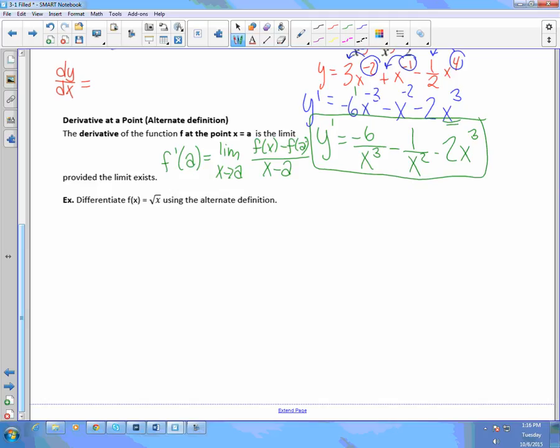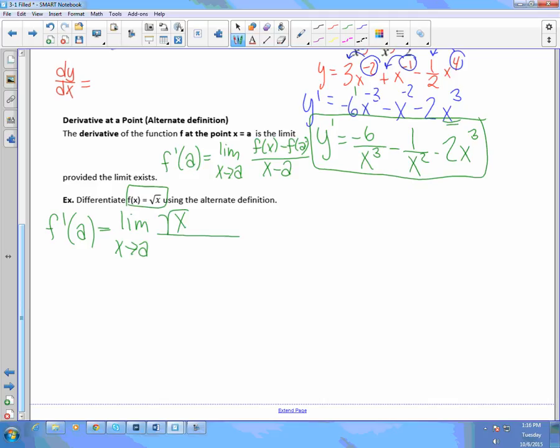So, differentiate f of x equals the square root of x using the alternate definition. Okay, so f prime of a, because it says f of x. f prime of a, so a is kind of like an h in the other definition, right? This definition has an a. And the limit as x is approaching this value of a, f of x. What is f of x? Square root of x. It's just the original f of x. I told you right there. f of x is the square root of x.